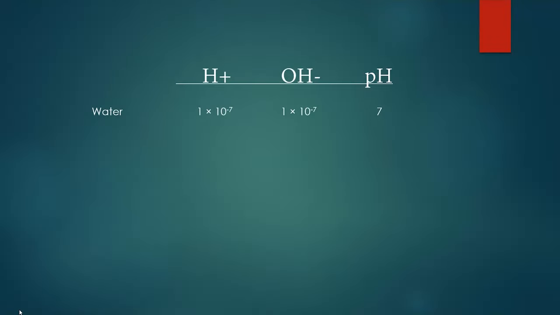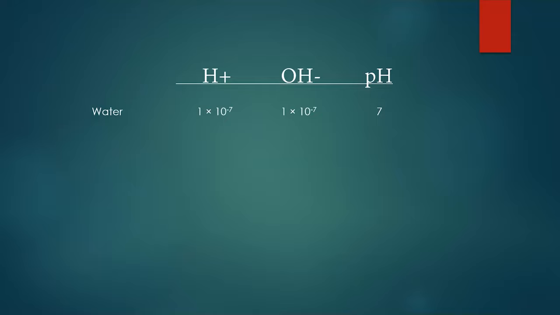When a water molecule dissociates, since it's splitting in half, you're going to get an equal amount of hydrogen ions and hydroxide ions. In the case of water, it dissociates only a very tiny amount, so you get 1 times 10 to the minus 7th moles per liter of both hydrogen ions and hydroxides. That's like about 1 10 millionth of a mole. If you take the negative log of the H plus concentration, the 1 times 10 to the minus 7th, we end up with a pH of 7.